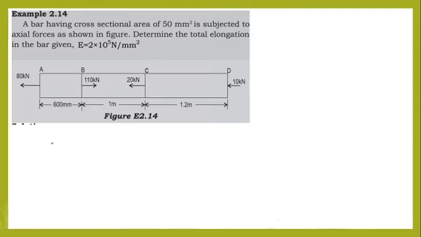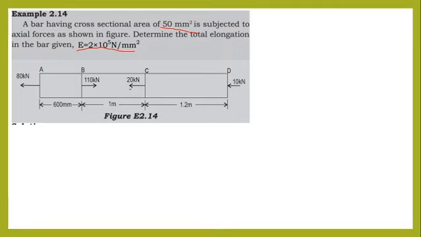So here is our first question. A bar having a cross section area, they have given the cross section area as 50 mm square, is subjected to axial forces as shown in the figure. They have given the forces. Determine the total elongation of the bar. Given E is equal to 2 into 10 raised to 5 Newton per mm square.